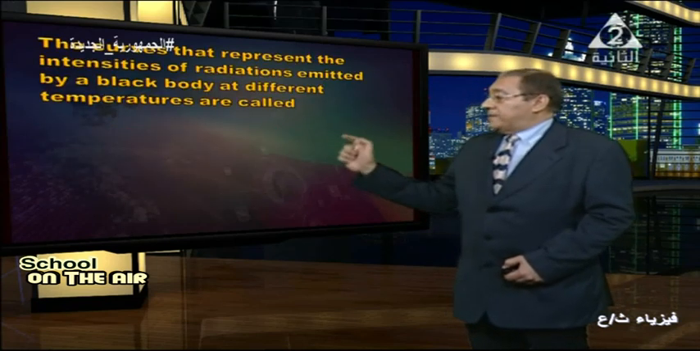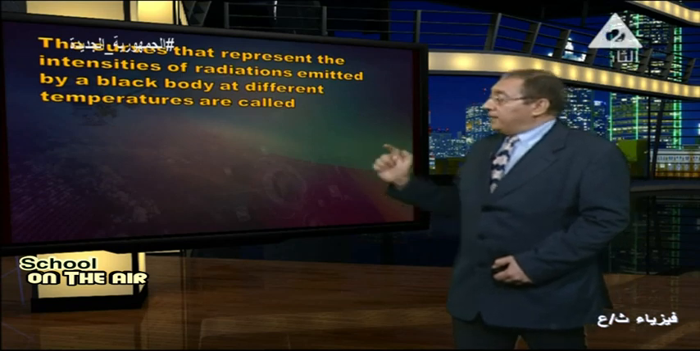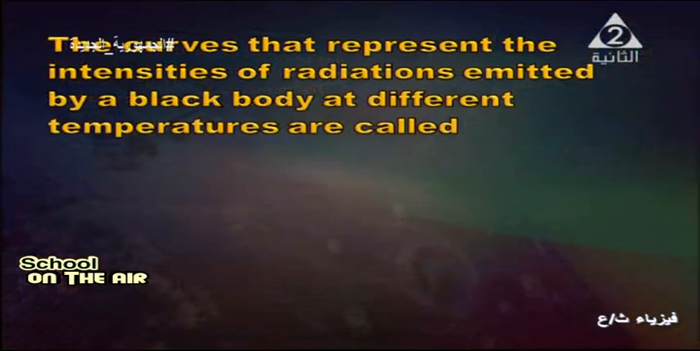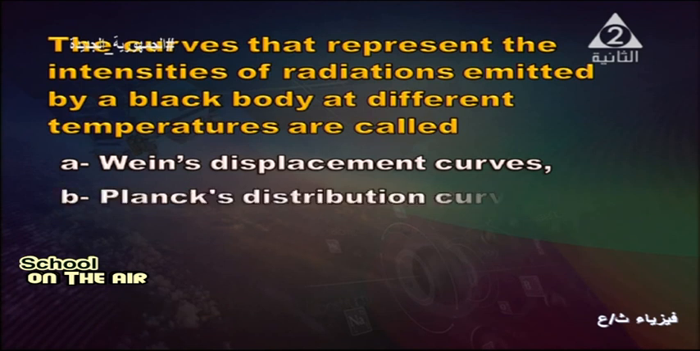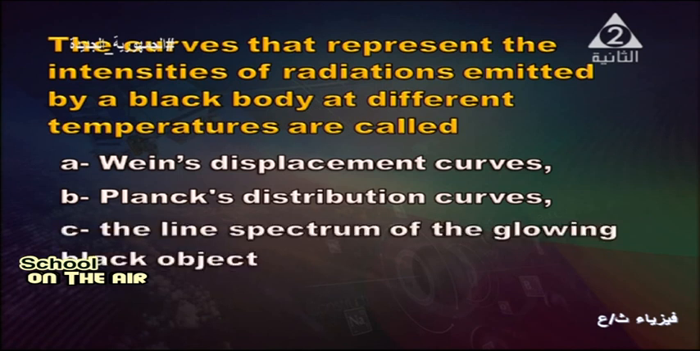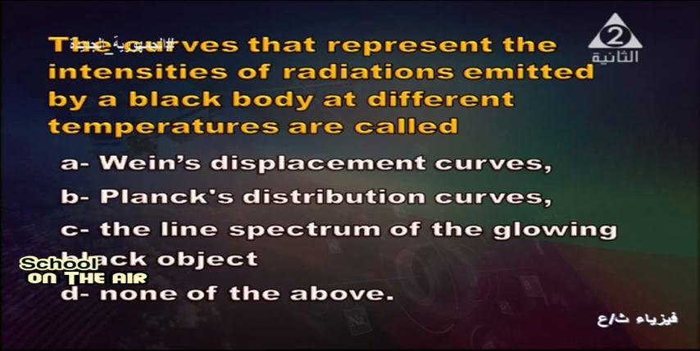The curves that represent the intensities of radiation emitted by a black body at different temperatures are given a name. They are called what? Wien's displacement curves? We don't have any such thing. We've got Wien's displacement law. They are called Planck's distribution curves, line spectrum, or none of the above. Of course, they are called Planck's distribution curves. Okay.